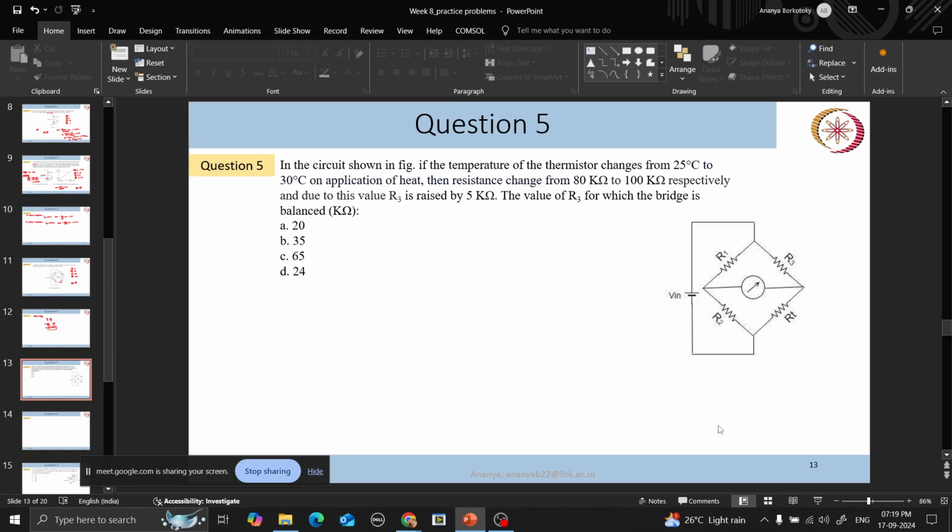You can write the expression at 25 degrees Celsius and 30 degrees Celsius, and from that you will get the value of R3.